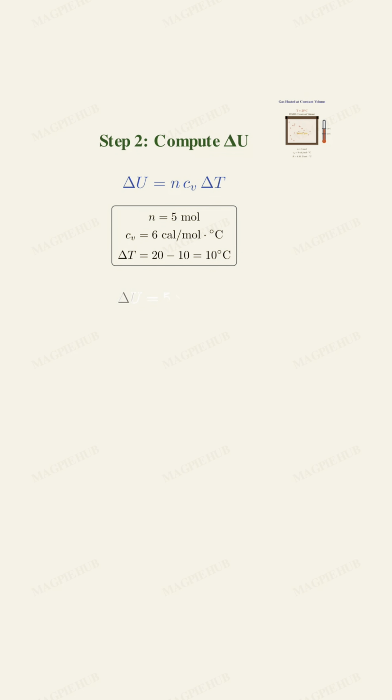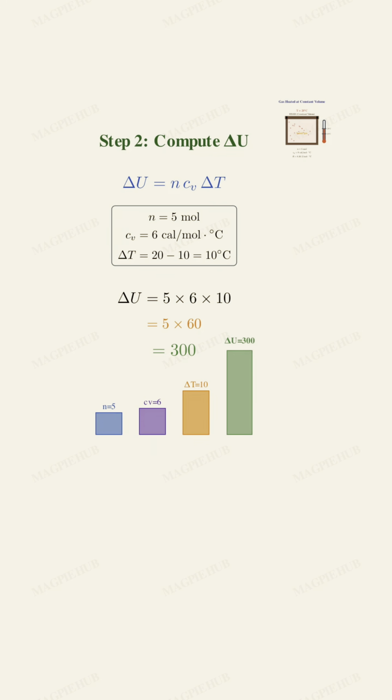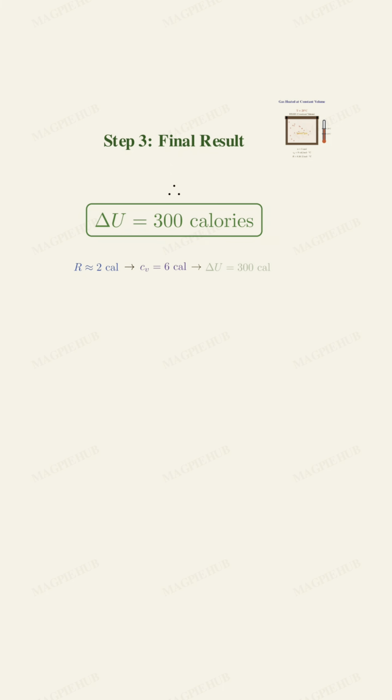Step 2. Now we substitute into delta U equals N times Cv times delta T. We have N equals 5 moles, Cv equals 6 calories per mole degree Celsius, and delta T equals 20 minus 10, which is 10 degrees. Plugging in the values, 5 times 6 times 10. Computing this gives us 300. Step 3. Therefore, the change in internal energy, delta U, equals 300 calories.